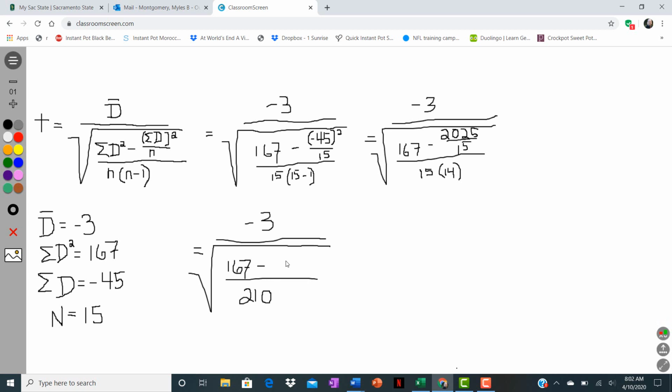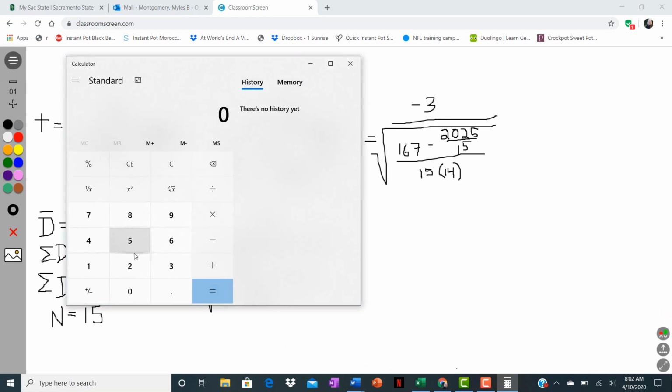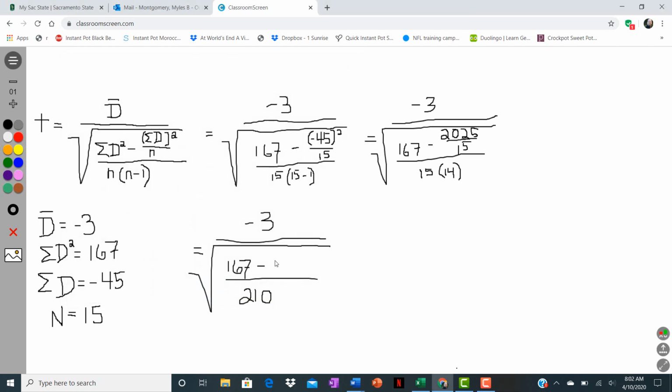There we go. Now if we go up here, we go 2025 divided by 15. And I seem to have lost my calculator. Here it is. Okay, 2025 divided by 15. What are we going to find? 135. Smaller than you thought, huh?